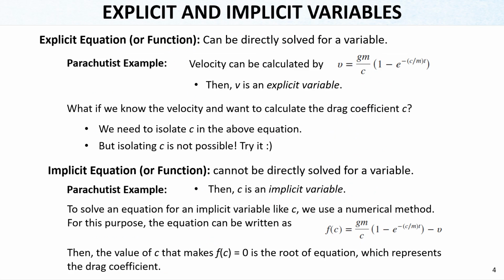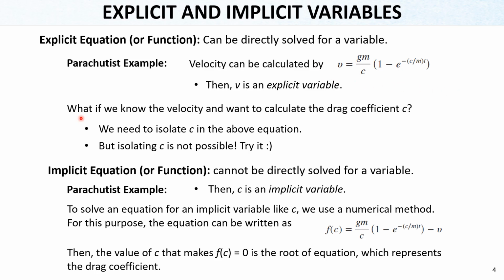Before moving on to the numerical methods to solve the roots of equations, we need to talk about some terms, for example, the explicit and implicit variables. An explicit equation or function can be directly solved for a variable. For example, for the parachutist example that we mentioned in the earlier chapters, the velocity v can be calculated by using this equation. Here, v is an explicit variable because it is solved by simply replacing the terms by the variables. We can easily find v. So this is explicit.